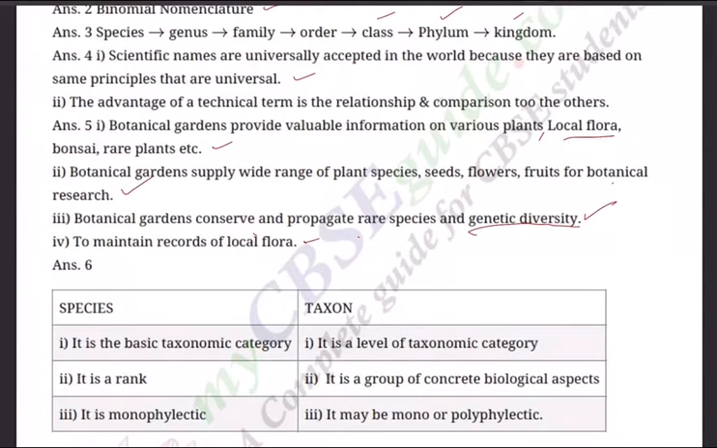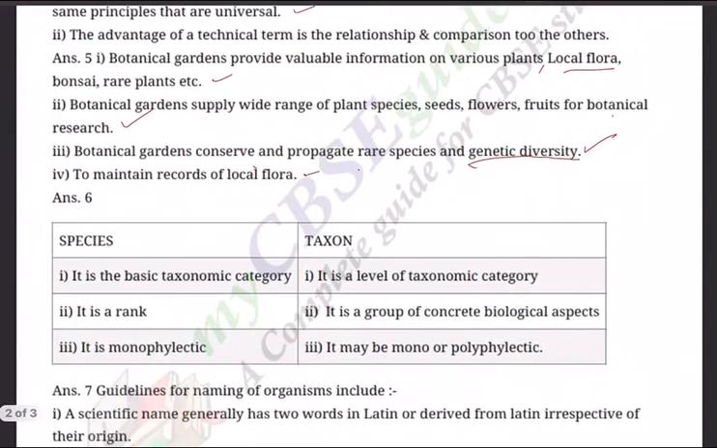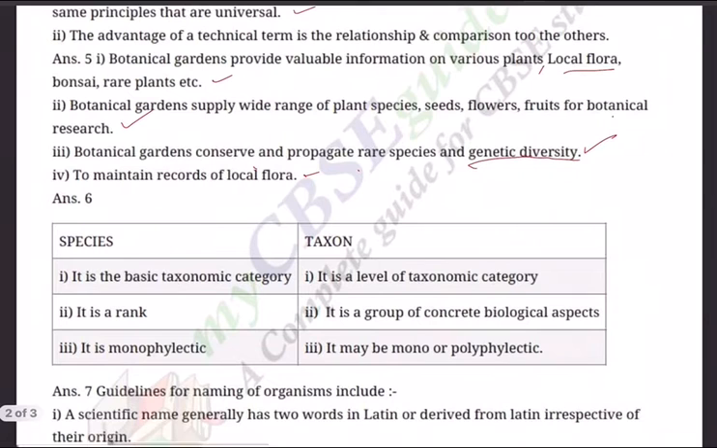Question number 6. Comparison of species and taxon. Species is the basic taxonomical category. Taxon is a level of taxonomic category. Species is a rank. Taxon is a group of concrete biological aspects. Species monophyletic.